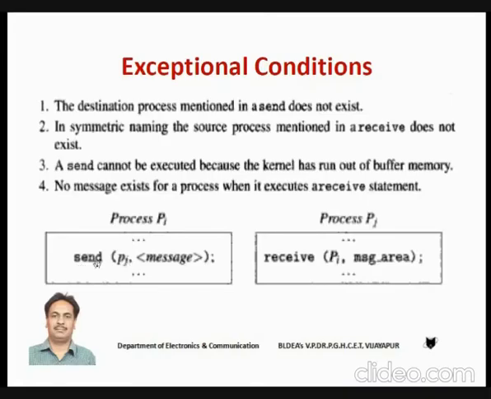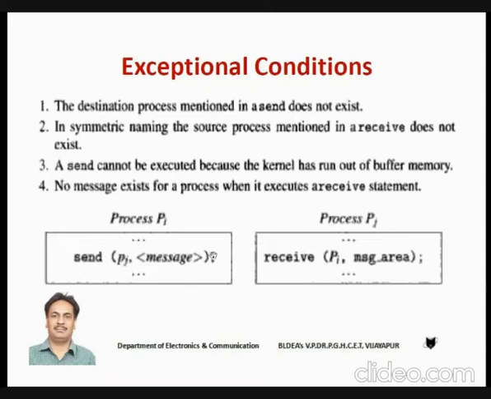We use send. We specify the name of the destination process, then the message which we want to communicate. On the other side, in case of a receive instruction, we are supposed to specify the name of the sender process, the source process, along with the message area. The message area is nothing but the location where the received message is to be stored.